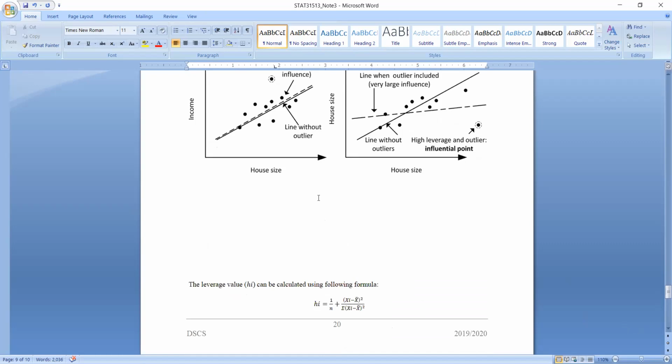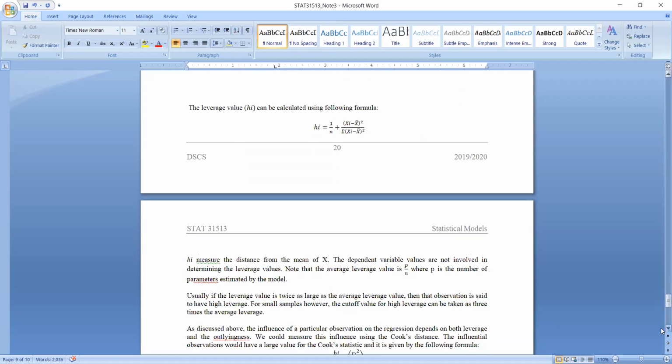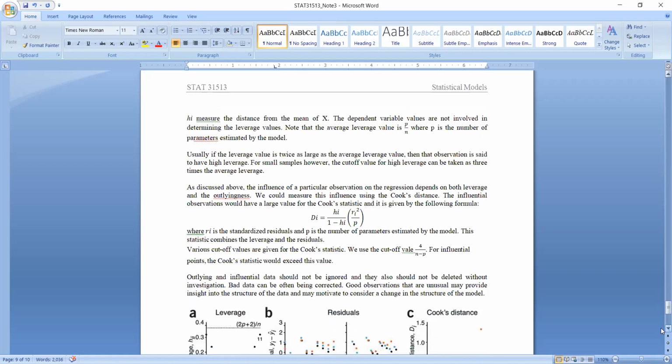So in order to check the leverage value of a given point, you can use this equation. You have xi minus x bar squared divided by the summation of xi minus x bar squared, plus 1 over n. When you use this equation, for each and every observation we can calculate the leverage value. Then we can get an idea whether that observation can impact our data set or not, right?